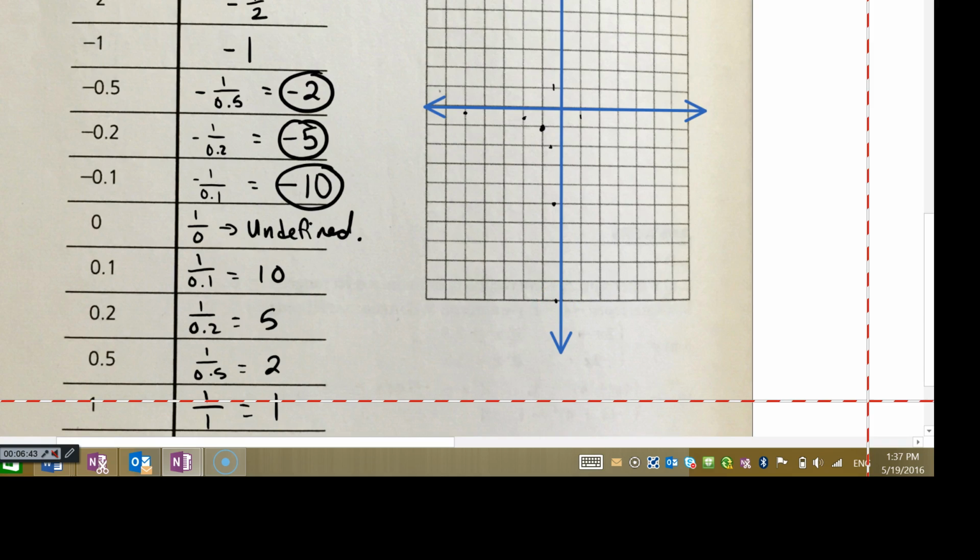So if I were to connect these points, it would look something like this. Now I don't really like that because it's getting closer and closer. Oh no.